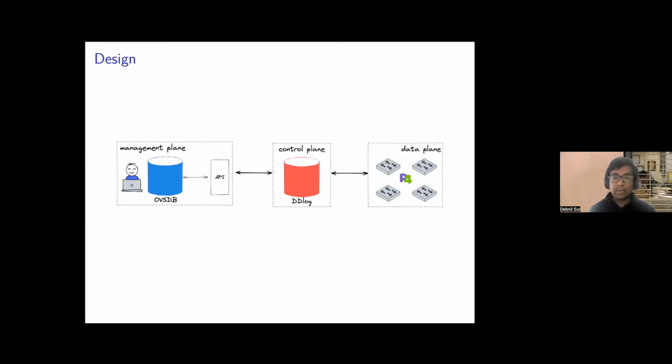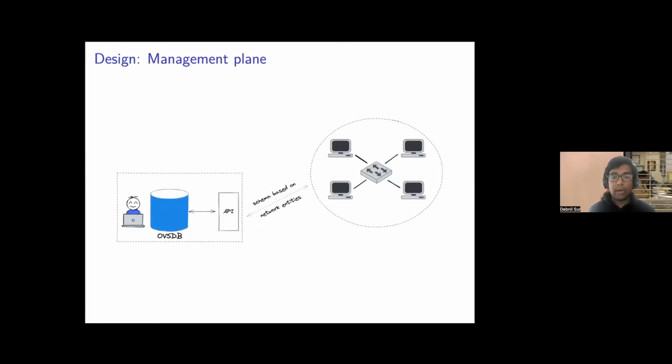Let's dive into each plane specifically. The management plane is a high-level policy used to set network configuration. As mentioned above, many management planes are implemented as an API backed by a database. Similarly, to configure the NERPA management plane, a system administrator would populate and modify an Open vSwitch database, or OVSDB instance. The database schema models the network entities and their relationships.